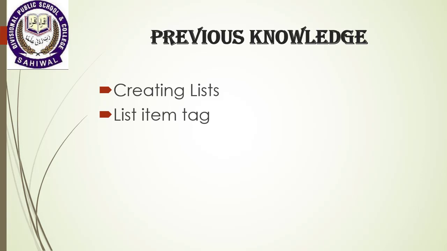Students, for making a list, we use the list item tag. This list item tag is used to define each item of a list. Once we define the list item with li tag, the list appears in the web browser in bulleted form.